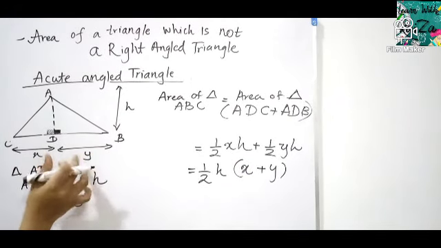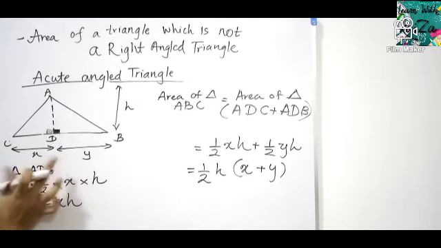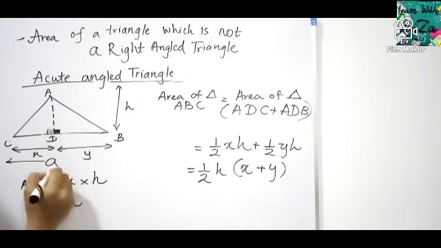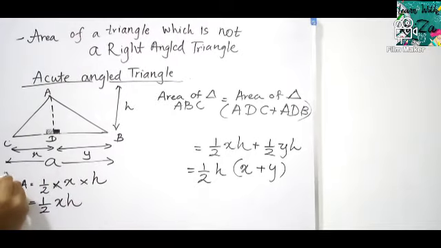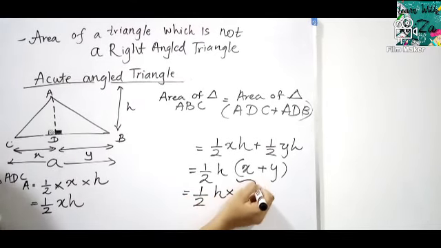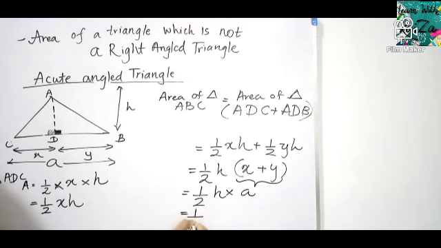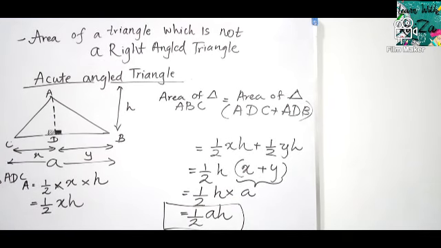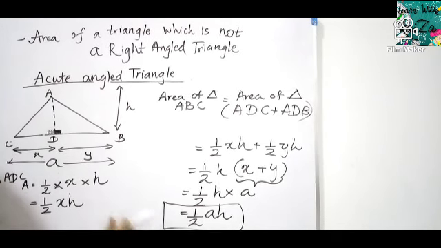So what is x plus y? Let's take a common letter for x plus y, let's take a. I took a as the common letter for x plus y, so you can insert it here. Half h into x plus y, which is called a. So we can write half a h, or h a, never mind. So this is the formula for the area of an acute angle triangle. We also took half a h for the right angle triangle, and even for the acute angle triangle, half a h.